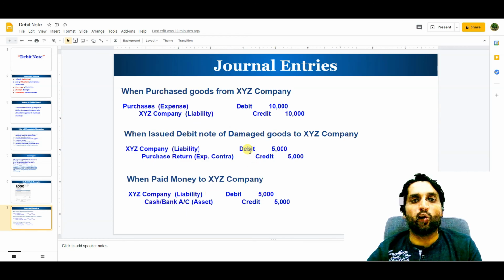So this is the complete concept of debit note, guys. I hope you understand this concept. Please practice it, you will understand more.